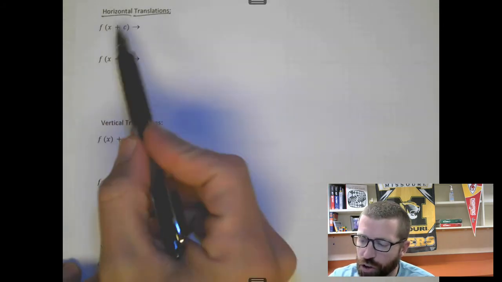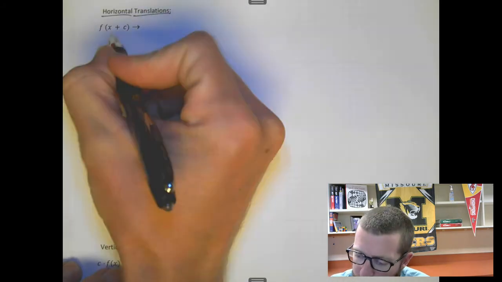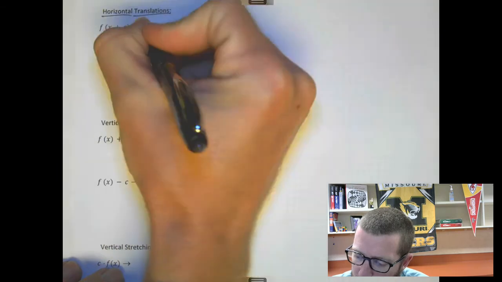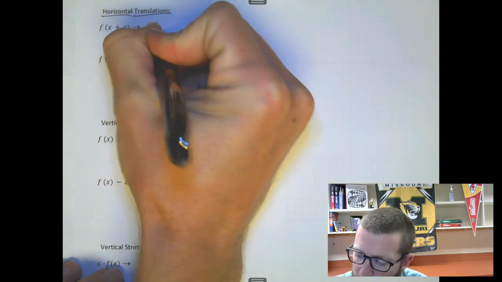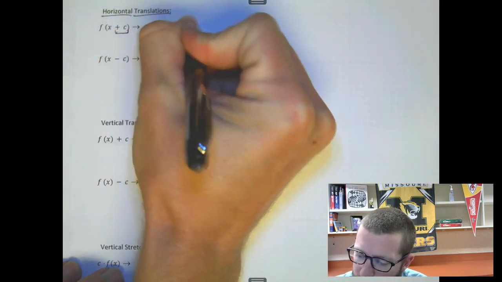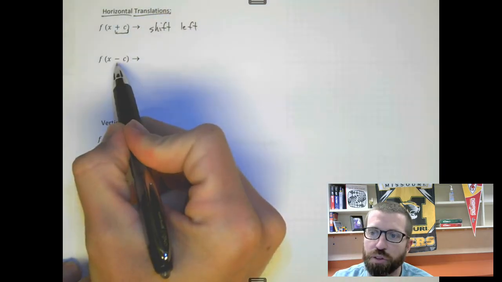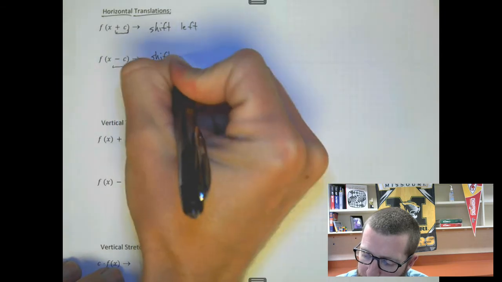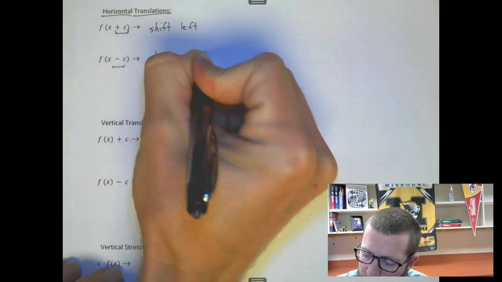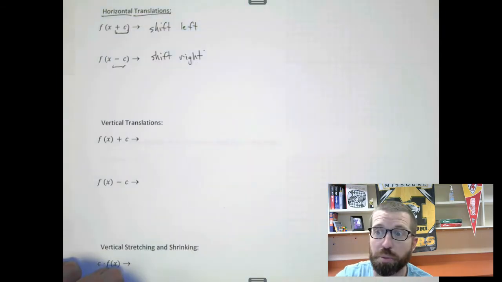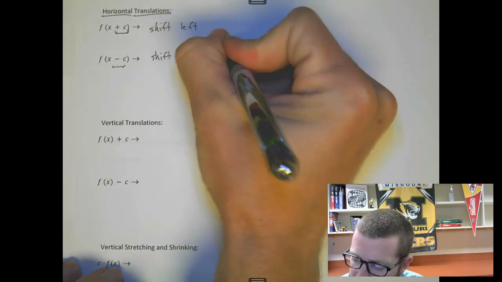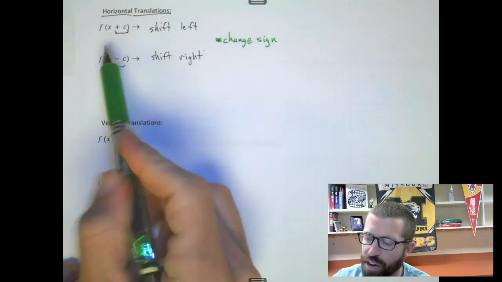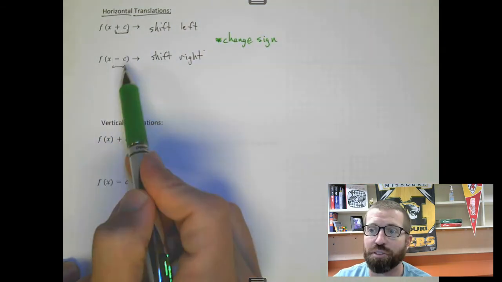If the number occurs within the function, so if the function is f of x plus c, and we add a number here, then we are going to shift to the left. And if it occurs within the function and it's negative, then we're going to shift to the right. And this is a little bit counterintuitive. So if it is a horizontal translation, the thing to keep in mind is you have to change the sign, or do the opposite of the sign. So positive shifts left and negative shifts right.